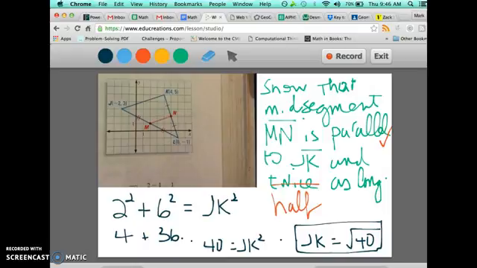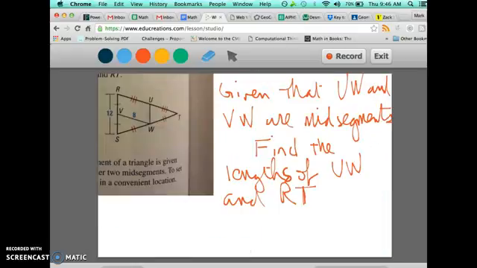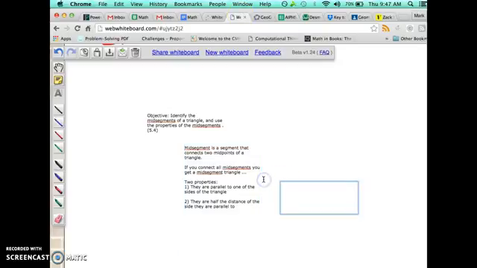All right, the next and last example I think we'll do is given that UW and VW are midsegments, find UW, like what's its length, and find RT, what's its length. Okay, first UW. Well, what helps us? What theorem helps us? What theorem from here? Which one of these theorems helps us?